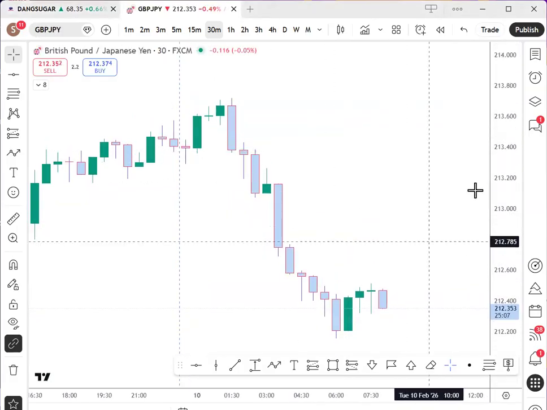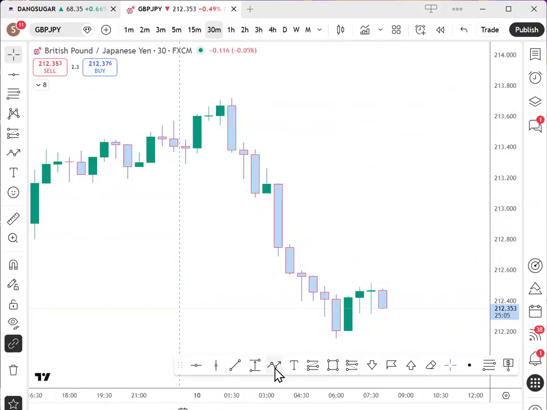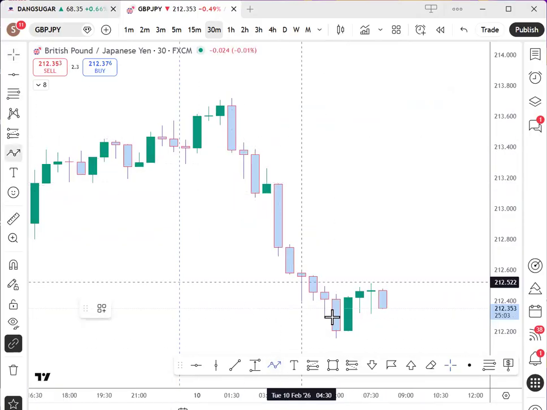What's this one? Pound yen. Oh wow, look at this. Pound yen doing very nicely, very nicely. So you ask yourself, what did price do overnight?